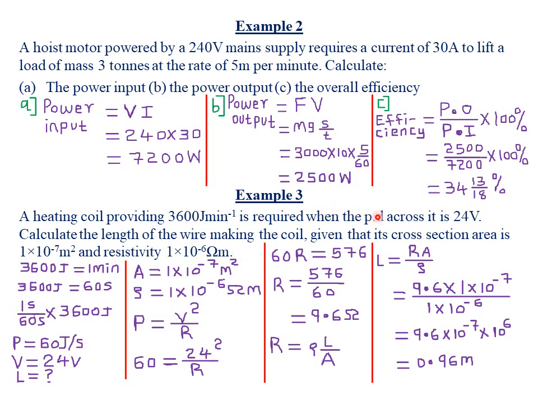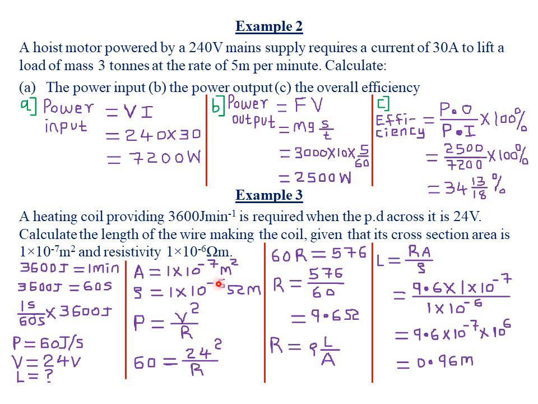Then we are also given that the potential difference across it is 24 volts, so we are given V, which is 24 volts. Then they want us to find the length of the wire making the coil. So the length is unknown, given that the cross-sectional area is 1 times 10 power negative 7 meters squared. That is simply the cross-sectional area of that particular wire. And we are also given the resistivity as 1 times 10 power negative 6 ohm meter. So from the values given, they want us to find the length.